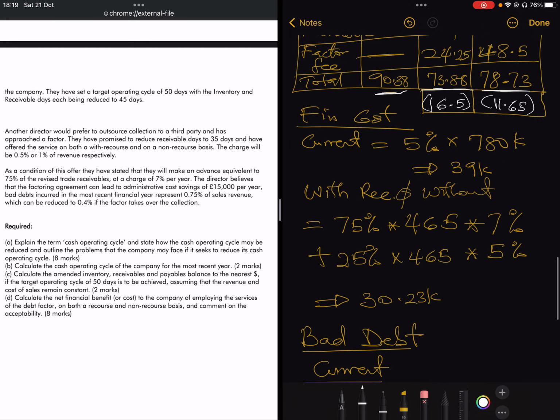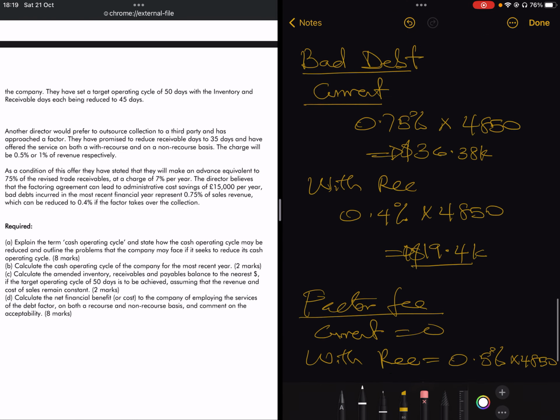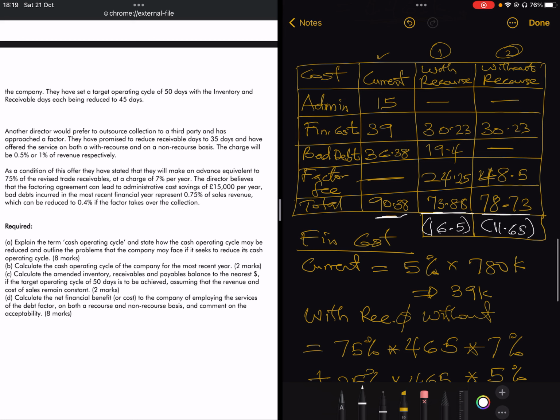Now, comment on acceptability. So as you can see, the way you comment on your acceptability needs to be quite holistic because you've done three calculations actually, and you don't just say it's good because there is a net benefit and accept. You say something like this: looking at the current situation, FBX could currently incur about $90,380 on managing his account receivable.